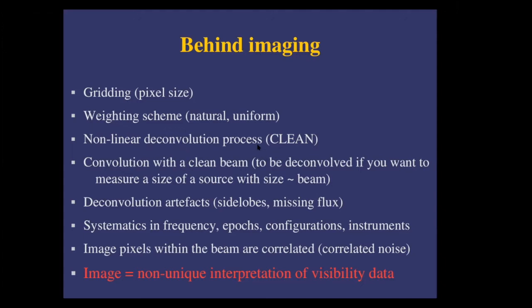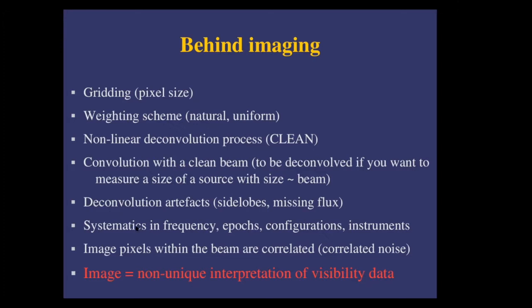Usually at the end of your deconvolution, you will convolve your image with a clean beam. And if you want to actually measure the size of your source, and if the size is close to the size of the beam, you will need to deconvolve this. So you will need to convolve and deconvolve, which is not really the most efficient way to do. During the deconvolution, you also can have artifacts, for example, side lobes or missing flux.